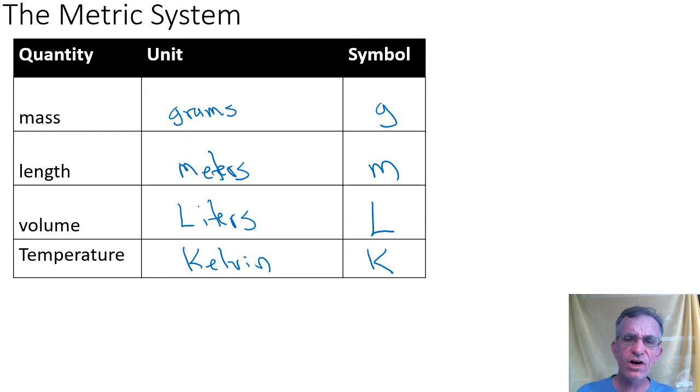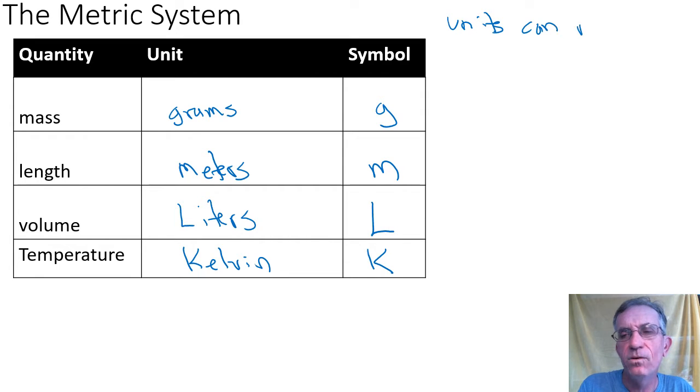All right, so there are going to be other units we run across, but it turns out those are usually made up by just combining these units. So for example, and maybe I should write this up here, units can multiply together to create new units.